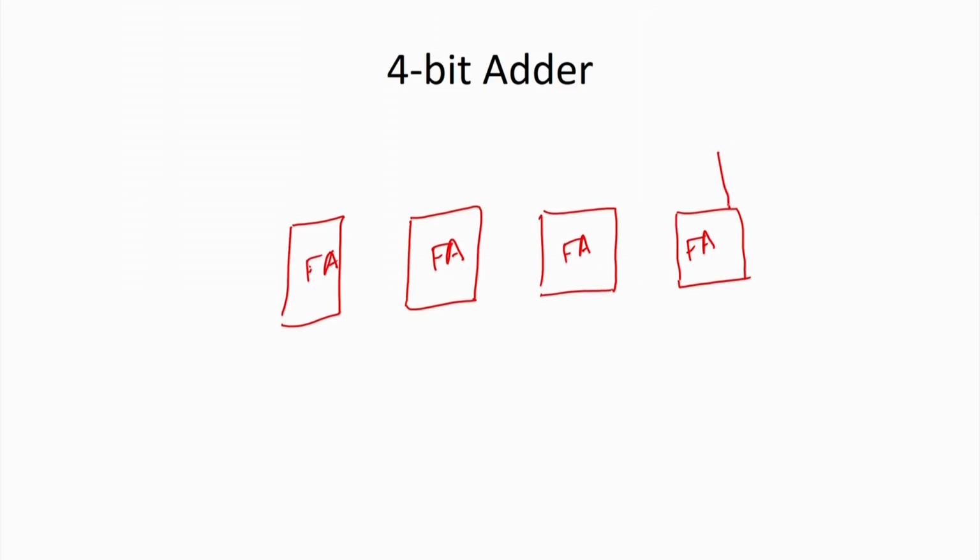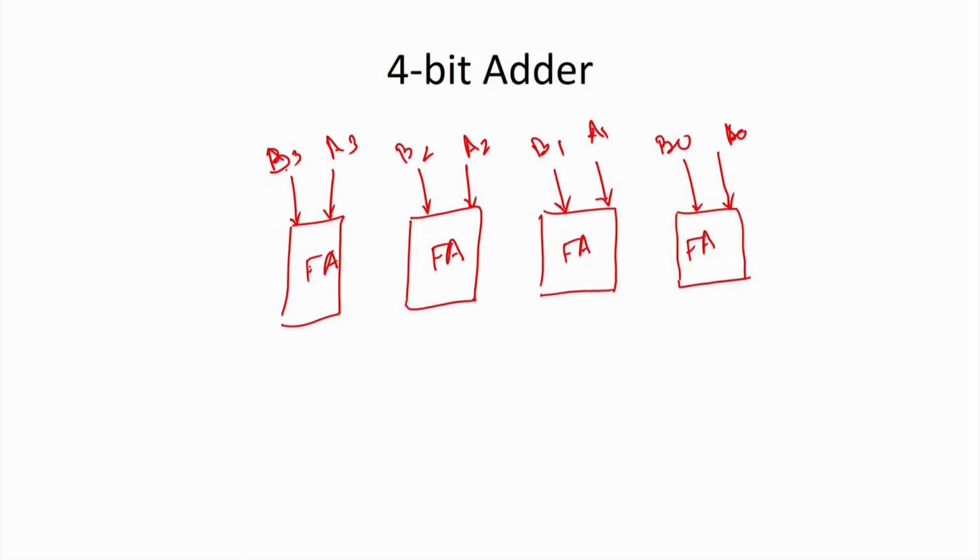So, here I am having 2 inputs, A0, B0, A1, B1, A2, B2, A3, B3. Now, what will happen? This first full adder is going to give me the sum bit, and along with that it is going to give me one carry out also. That carry out will go as a carry in to the next full adder. So, this is your S1, and that carry out will go as a carry in.